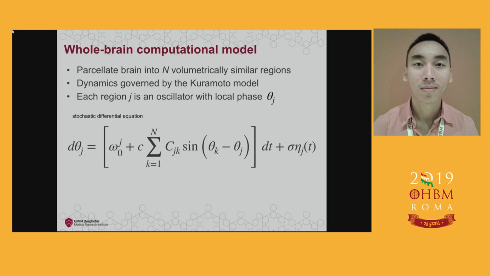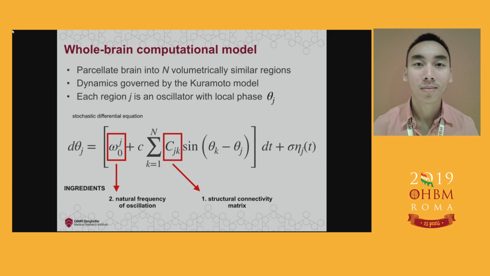It represents discrete oscillators with local phases theta j. In our model, we use two different parameters. One is C, the coupling strength, which scales the connectivity strength between brain regions, and sigma, the noise strength, which represents the strength of certain perturbations, maybe intrinsic neural perturbation or some extrinsic perturbation. We also have two important ingredients: the structural connectivity matrix and a natural frequency of oscillation, which I will describe later on.